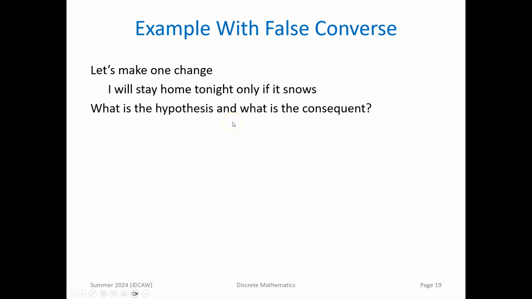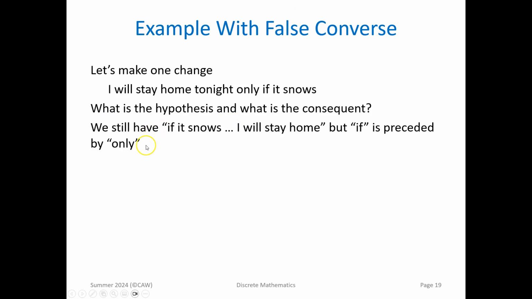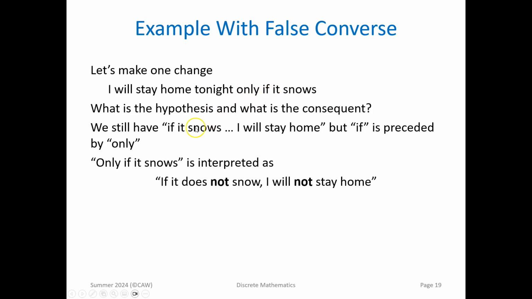What is the hypothesis? What is the consequent? So we still have, if it snows, I will stay home. They're just kind of reversed. If it snows, I will stay home tonight. But the if now has this only in front of it. Only if it snows. What does that mean? The only if it snows is interpreted in this way. If it does not snow, I will not stay home. Does that sound right? Only if it snows. If it does not snow, I'm not going to do it, right? I'm not going to stay home.